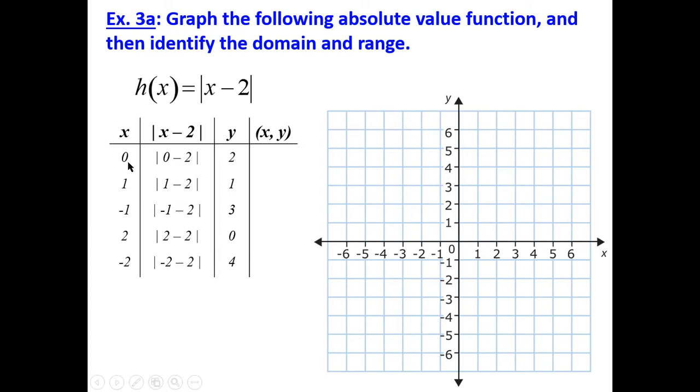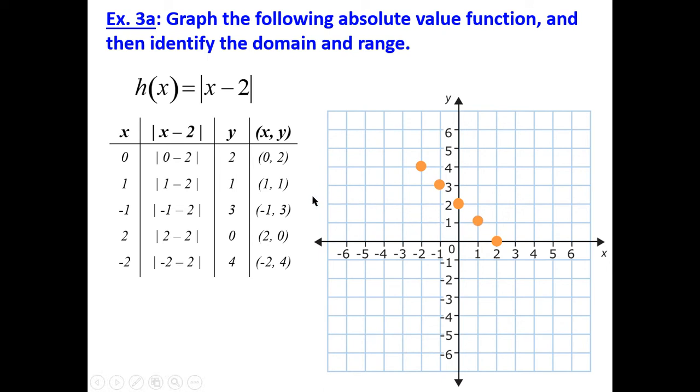I'll take each of those pairs of x's and y's and put them together to form my ordered pairs. These will be the 5 points that I plot on my coordinate plane. So the first one, 0, 2. We'll put a dot at 0, 2. My next one, 1, 1. Then -1, 3. 2, 0. And -2, 4.